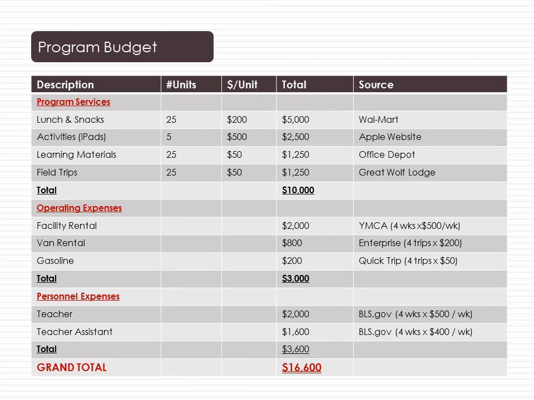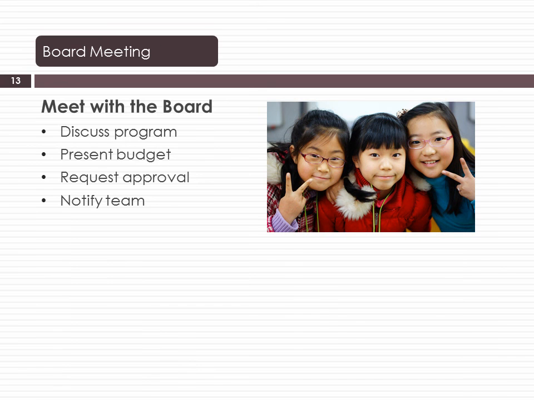And this is a great way to provide a visual of your program budget for people who are planning to invest in your program. This is a great visual aid for them to use so that they can see exactly how much money you need. And at the bottom, the grand total is $16,600. So that's how much money you need, $16,600.